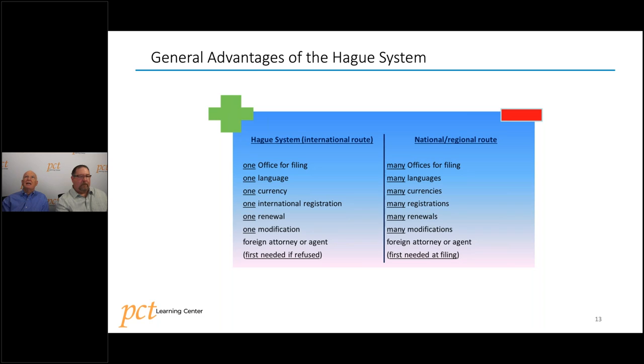All right, the Hague and the national route, just what I said. It's one, one, one, one, one all the way down the left column. It's many, many, many, many, many, many down the right-hand column. So what does many translate into? I might as well have put dollar signs there, okay? Many equals dollars that your client doesn't want to separate with.